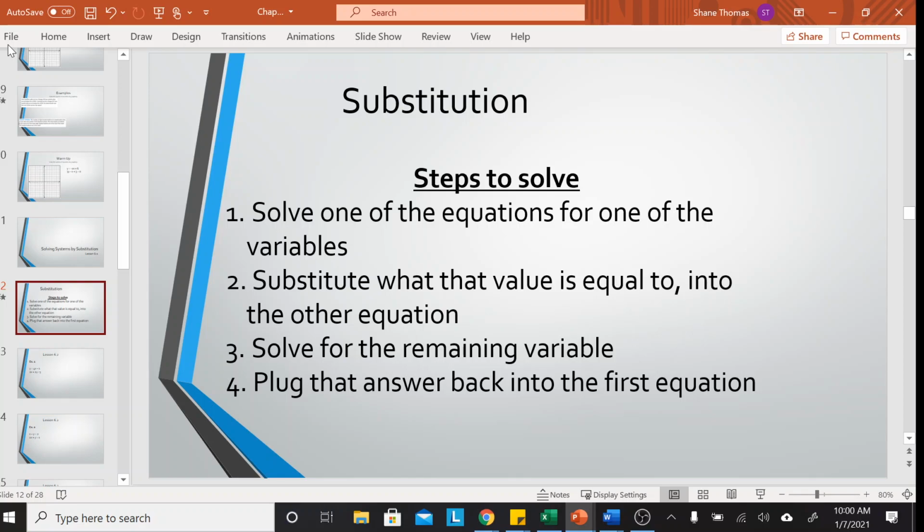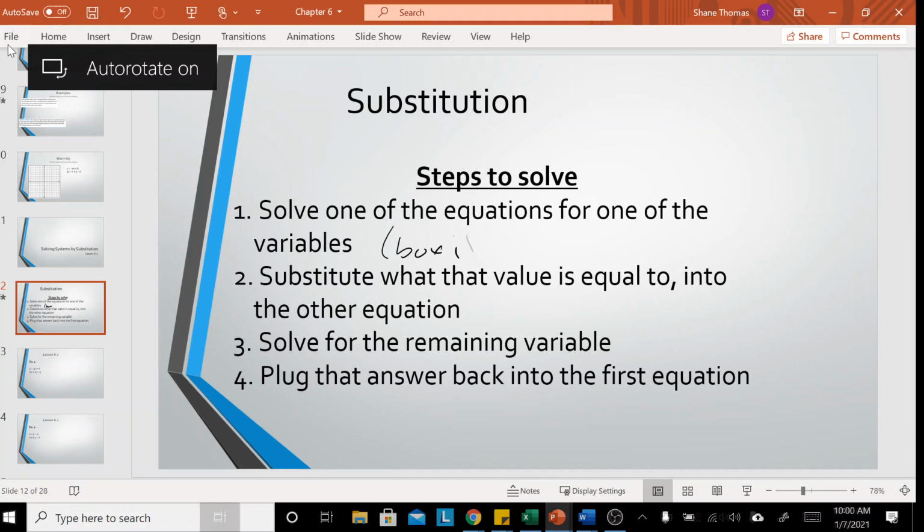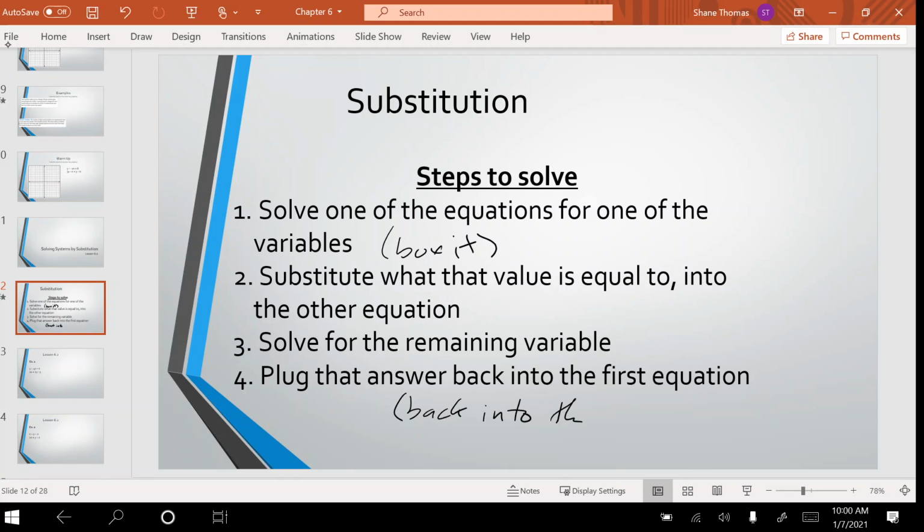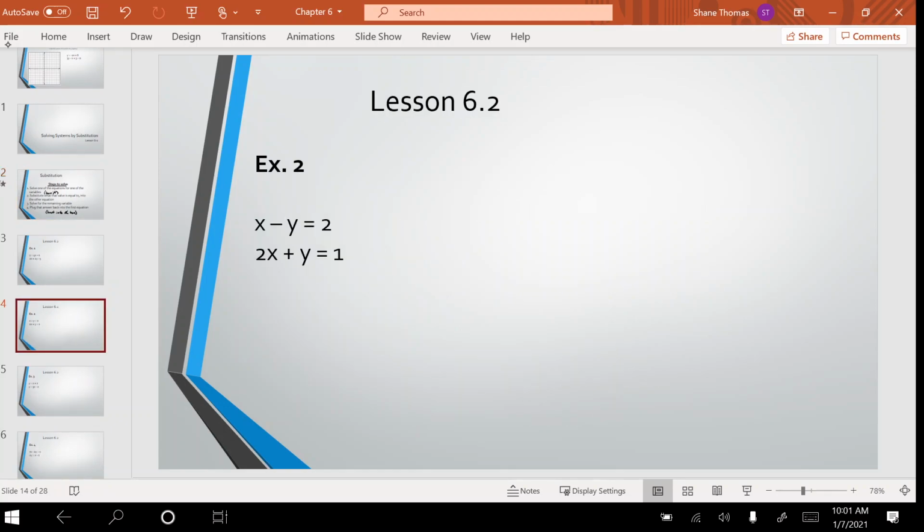If you remember, I teach this a little bit different. This is where you box it, and then plug it back into the box. You remember doing that with me? Yeah. All right, so let's look at one of these. Let's look at this guy.